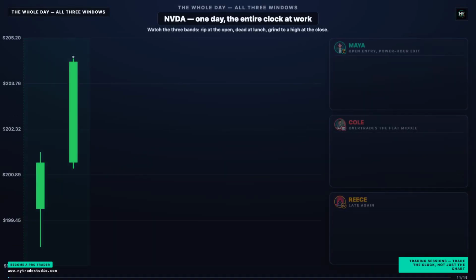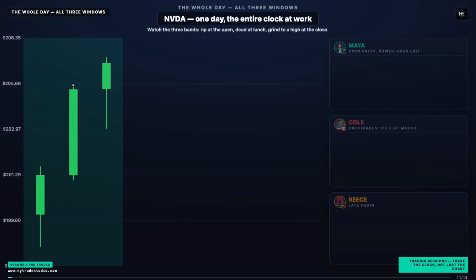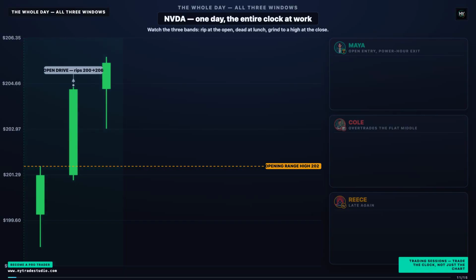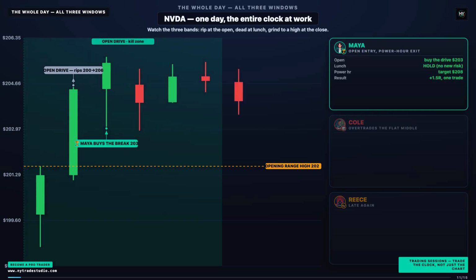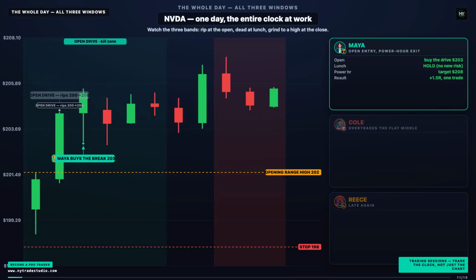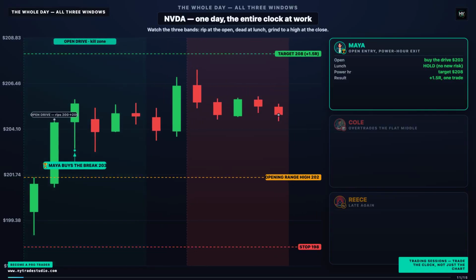Day 4 ties it all together. 1 stock, 1 day, all 3 windows on a single chart. This is NVDA, and the 3 bands tell the whole story. First, the green open drive band. NVDA rips off the open, 200 to 206 in 45 minutes, the trend set in the first hour. Maya buys the break near 203, stop under the open low at 198, target up at 208.